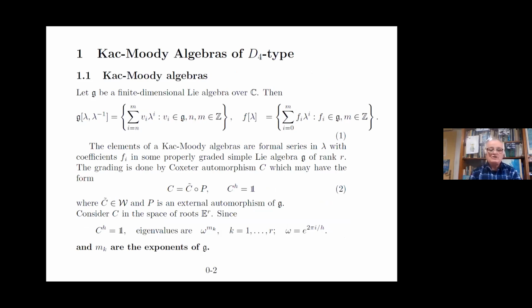So I will speak mostly about D4 type Kac-Moody algebras, and I will introduce briefly the notion of Kac-Moody algebras. Up to some central extension, the elements of the Kac-Moody algebras are elements of some simple Lie algebra, G, and they depend also on an additional spectral parameter. So there will be some finite or semi-infinite sums over the powers of this spectral parameter lambda.